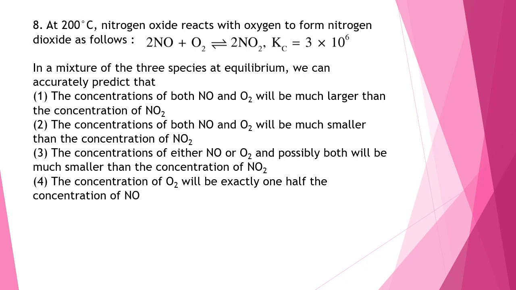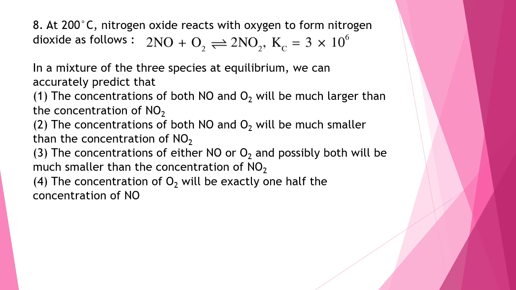Question 8. At 200 degrees Celsius, nitrogen oxide reacts with oxygen to form nitrogen dioxide as follows. 2NO plus O2 gives 2NO2 and Kc is equal to 3 into 10 to the power 6. Now here you have to keep in mind that Kc is positive and is much greater than 0.